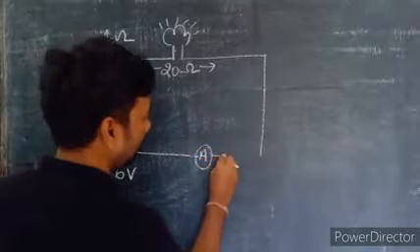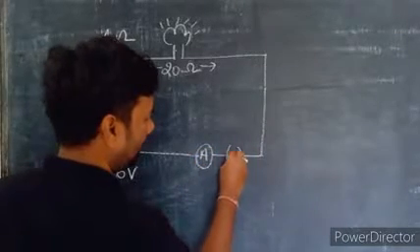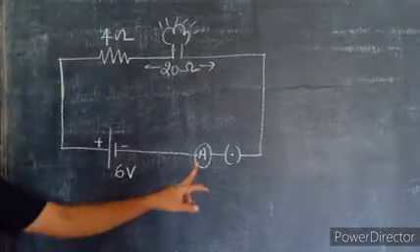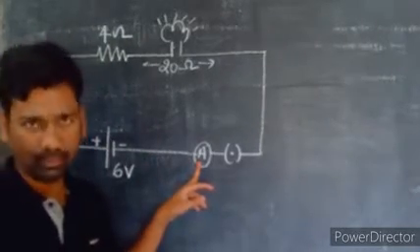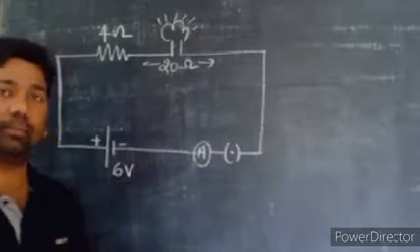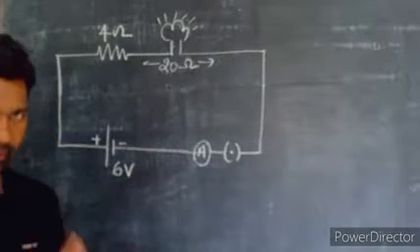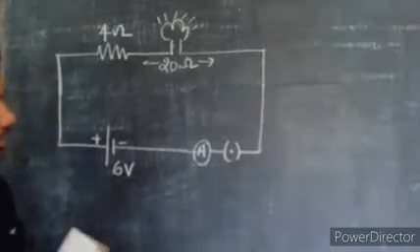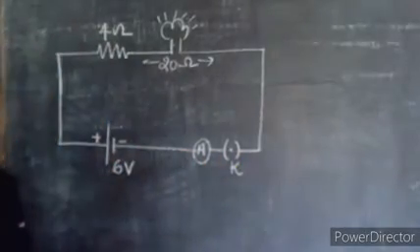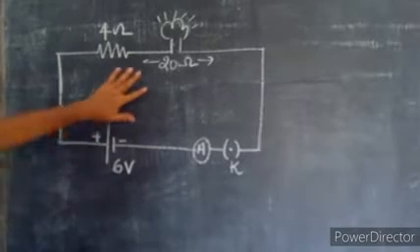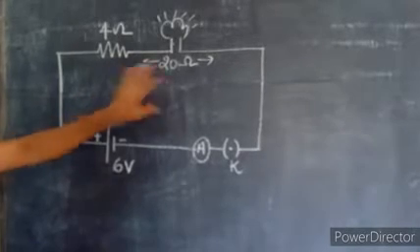A indicates what? Anybody? It is an ammeter. Ammeter is used for measuring the current. Voltmeter is used for measuring the voltage. Understood? This is a key, a switch you can call it. It should be a closed switch. This is the circuit they have given. This is for 4 marks.